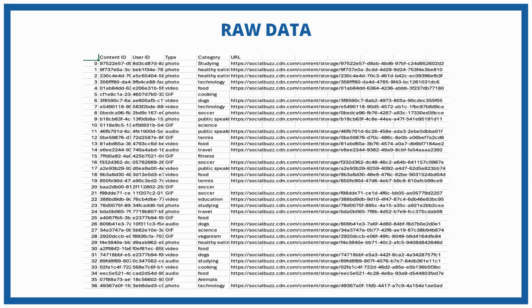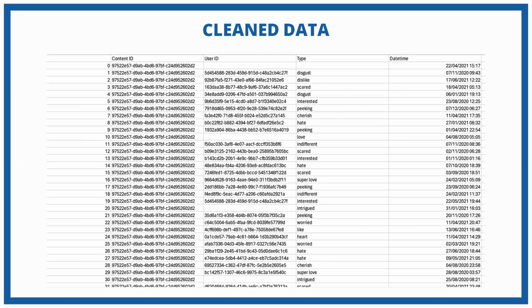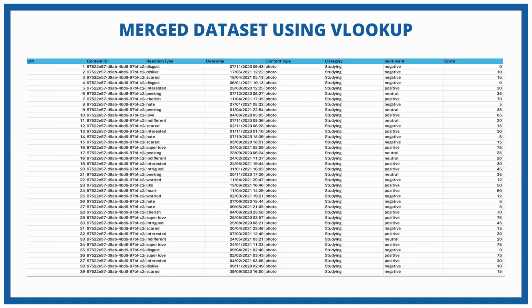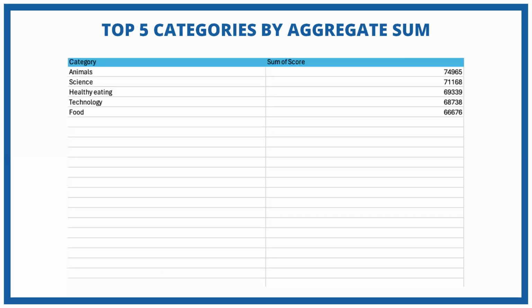Okay. This is the raw data. This is the clean data. The clean data continues. The matched data set using the VLOOKUP. This is part of the description, some of the work that we did using VLOOKUP. Top 5 categories by aggregate sum. This is part of the question, and this is the answer.